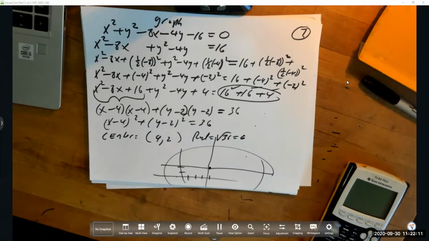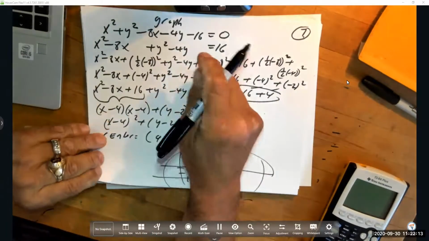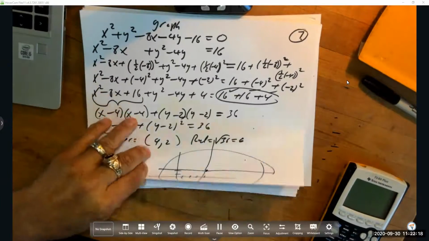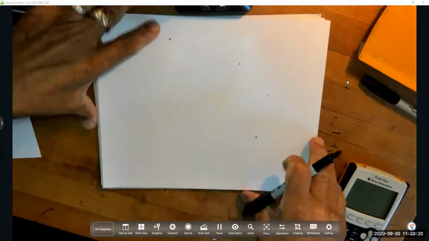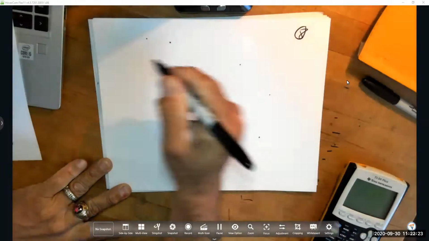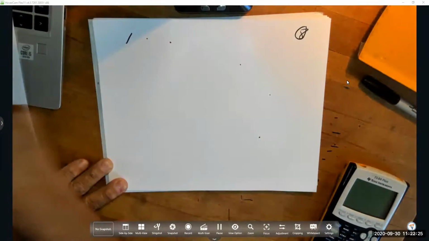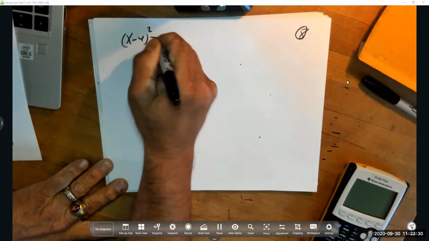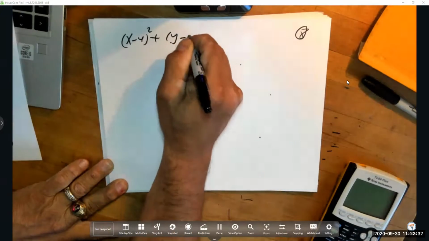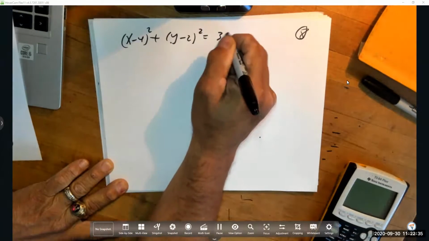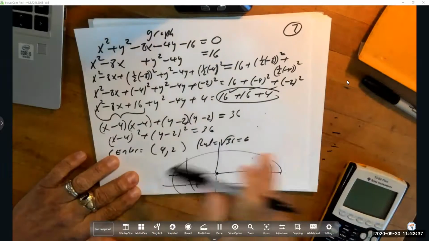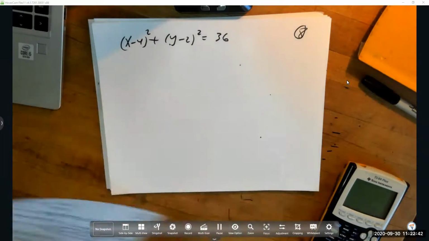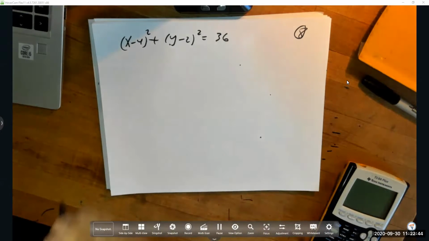Right. There's another question they ask you. They ask you, did you find the center and radius? Yes, I got it. Then they're going to ask you this other question. It's (x minus 4) squared plus (y minus 2) squared equals 36. I'm just copying this right here. The other question is this.